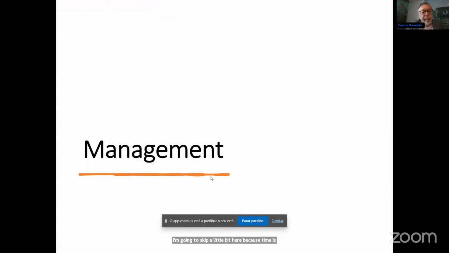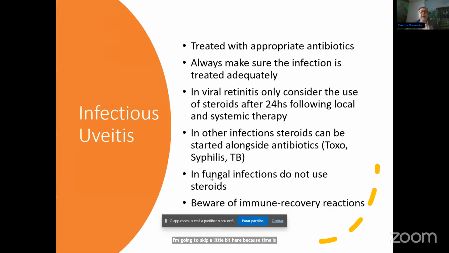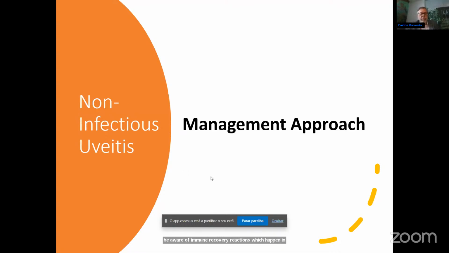So very quickly into management in infectious uveitis, you treat appropriately with antibiotics. You always make sure the infection is treated adequately. In viral retinitis, you only consider the use of steroids after 24 hours following full local and systemic therapy. In other infections, it's possible, and you should many times start the steroids alongside the treatment, like in toxoplasmosis, syphilis, and TB. In fungal infections, you do not use steroids, and always be aware of immune recovery reactions which happen in association with previous infectious processes.